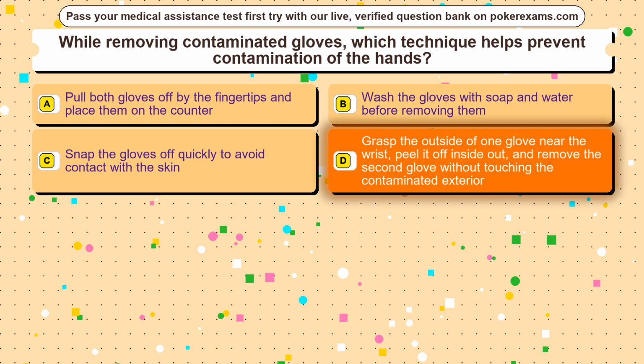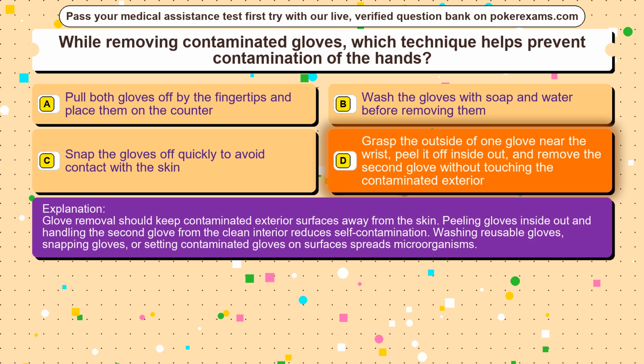The correct answer is option D. Grasp the outside of one glove near the wrist, peel it off inside out, and remove the second glove without touching the contaminated exterior. Glove removal should keep contaminated exterior surfaces away from the skin. Peeling gloves inside out and handling the second glove from the clean interior reduces self-contamination. Washing reusable gloves, snapping gloves, or setting contaminated gloves on surfaces spreads microorganisms.